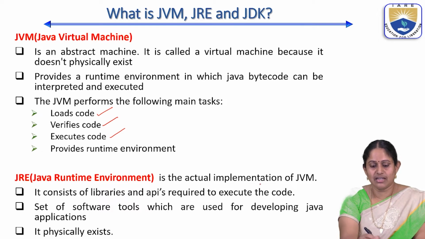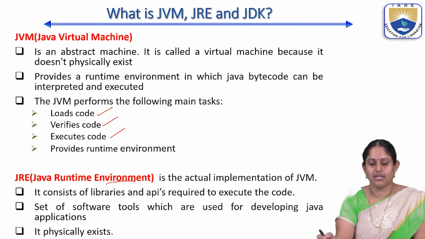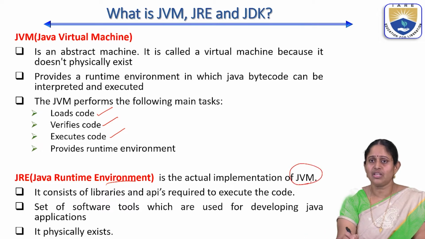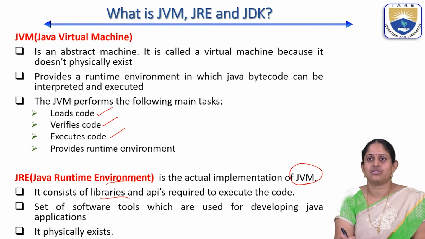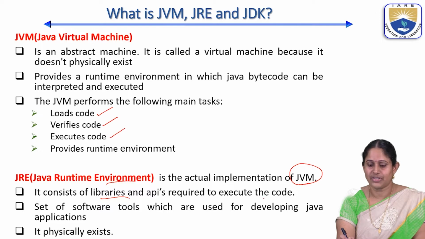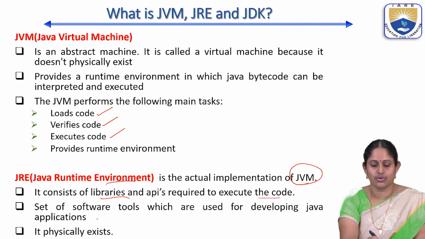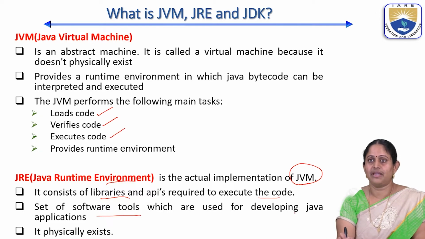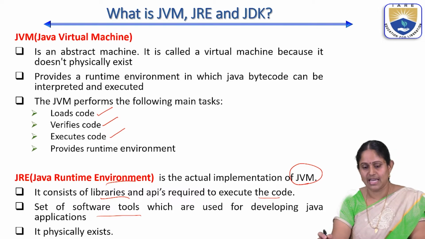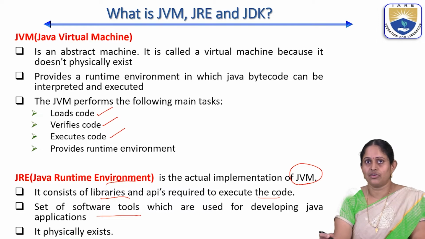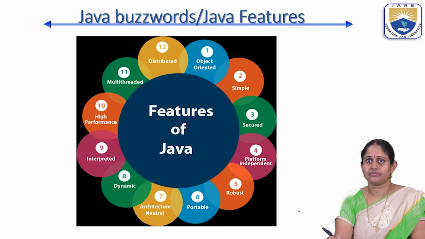Now this Java Runtime Environment, or the JRE, is the actual implementation of the JVM, which consists of various libraries and APIs which are required to execute the code. It also contains various software tools for developing applications, and this is the one which really exists. But JVM is an abstract machine and it does not physically exist, but JRE will physically exist.